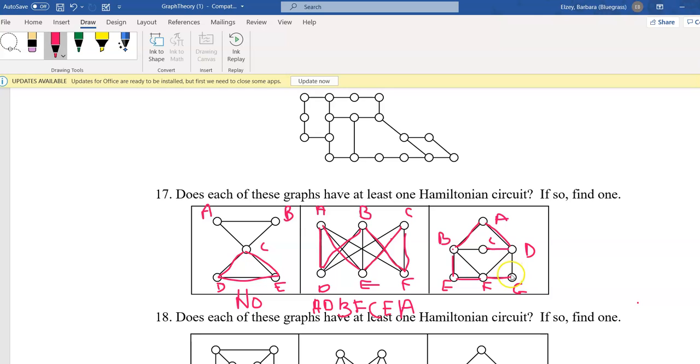So really, no matter what, because that C is kind of a problem, kind of in the same way that this C was over here, we can't find a circuit. So this one is no. Again, with Hamiltonian circuits, we have to play and see if it seems to be possible or not. And this one doesn't seem to be possible.